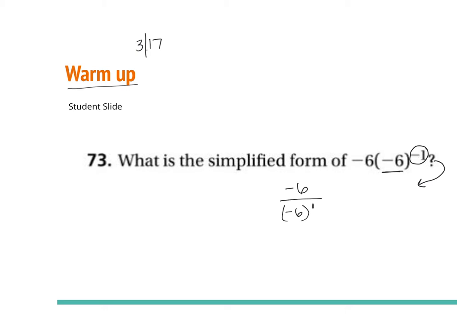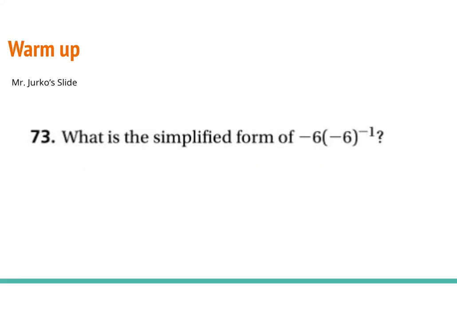Not yet? Okay. Now, what is -6 to the first power? Carlos? -6. So this denominator becomes -6 over -6. Just 1. Do we see it now? What is that?